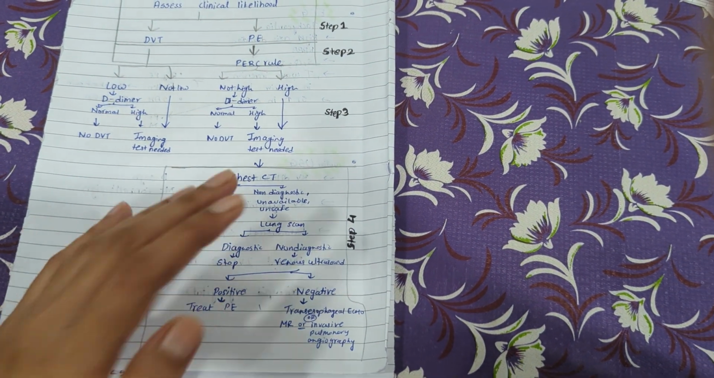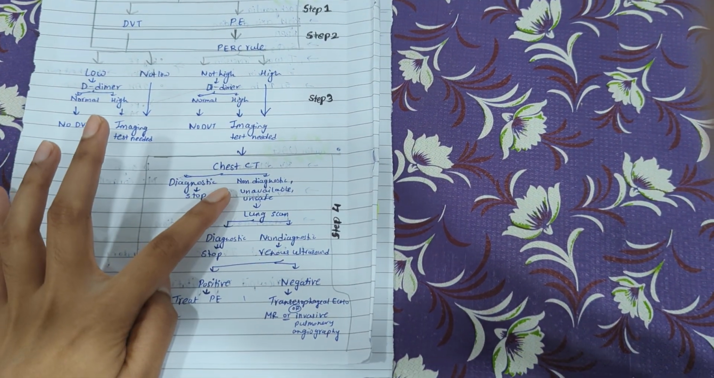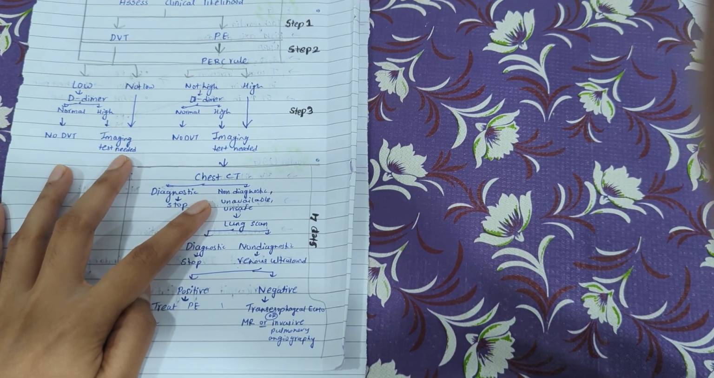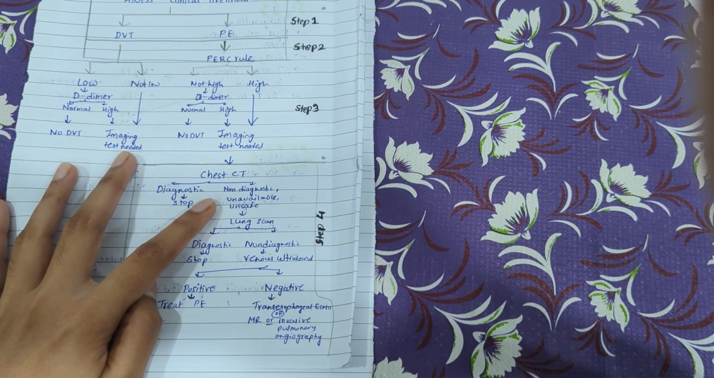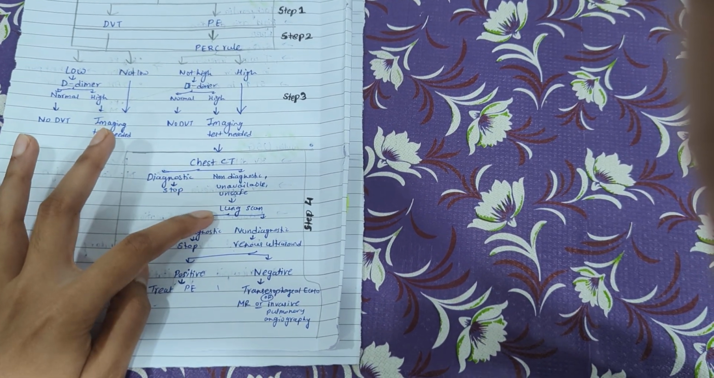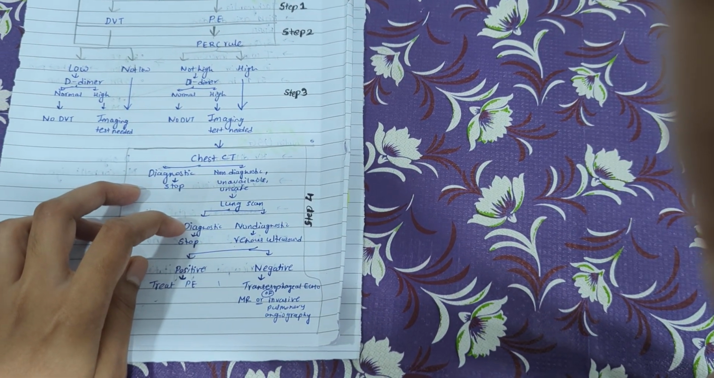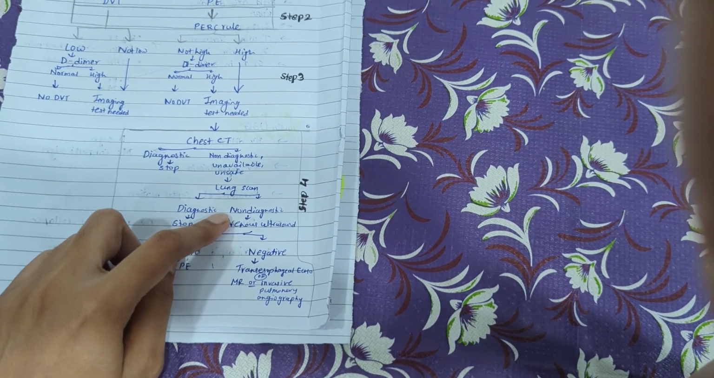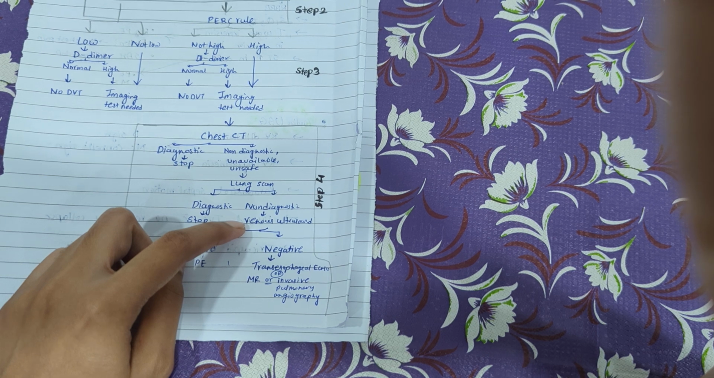But if your CTPA is not telling clearly whether the patient has pulmonary embolism or not, or if it is unavailable or unsafe, for example in pregnancy, where you are not supposed to do CTPA, then the next thing you do is get the lung scan done. In the lung scan, if it is diagnostic of pulmonary embolism, then the patient has pulmonary embolism. But if it is non-diagnostic, then you'll have to get a venous ultrasound done.